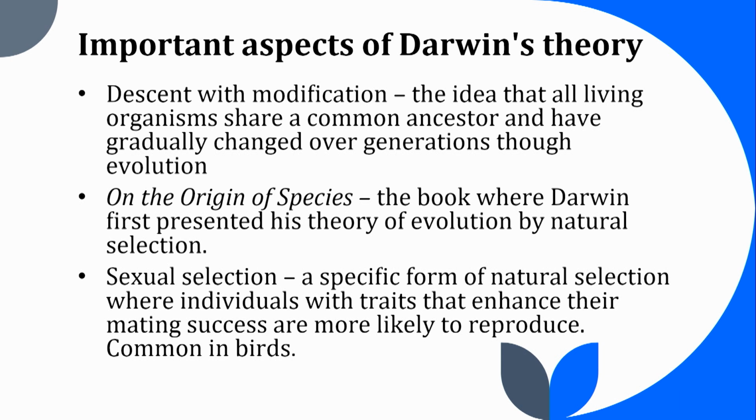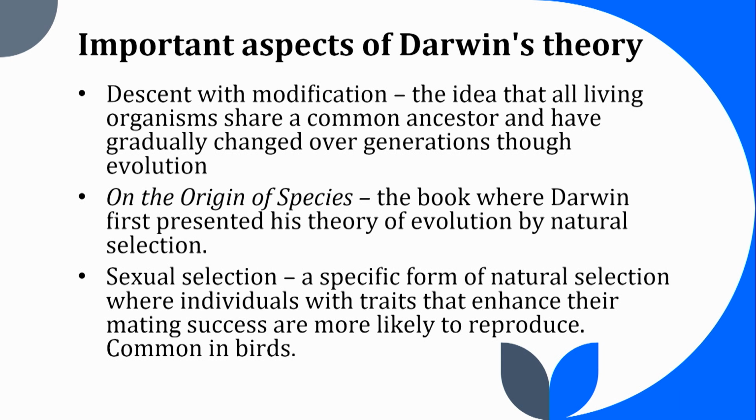Another thing I wanted to talk about, and this will really warp your understanding of survival of the fittest. Check out this last term, sexual selection. This is a big thing that is driving speciation and evolution by natural selection. It is a specific form of natural selection where individuals with traits that enhance their mating success are more likely to reproduce. A really common example is in birds, and I wanted to talk about this for a second.